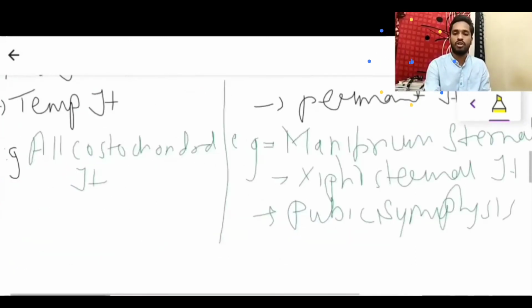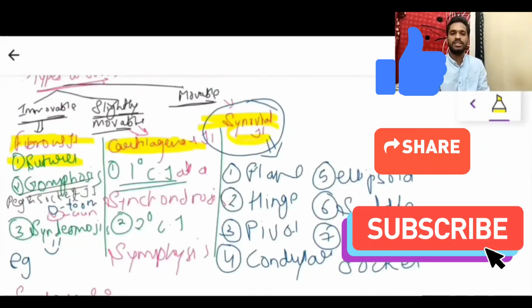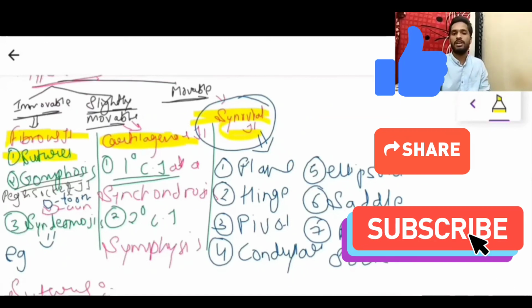So this was all about the types of joints. These were the basic types of joints which we should know in our daily practice.